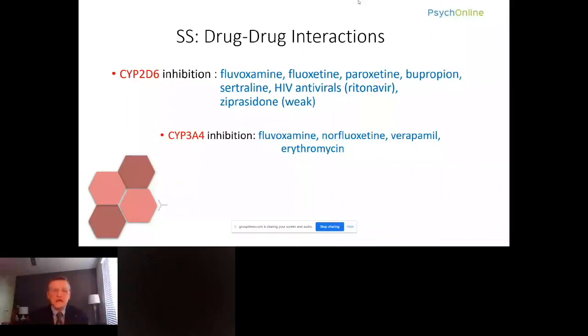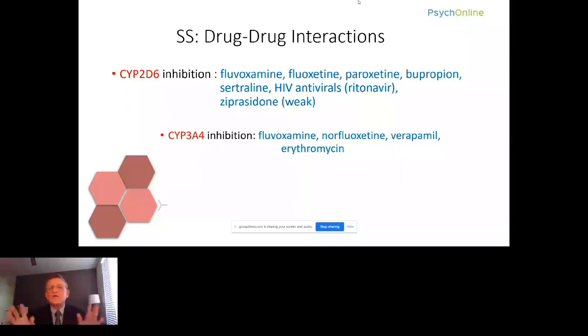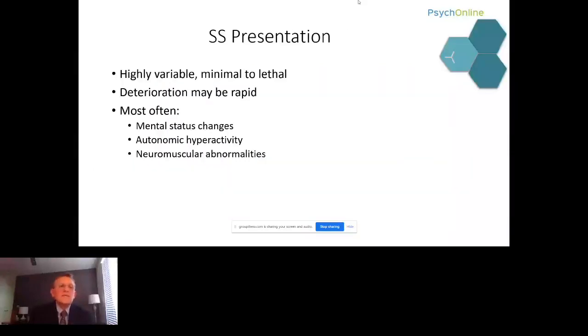And then it's not just dose, it's not just polypharmacy, there's also drug-drug interactions to worry about. Because of the 2D6 inhibition, as you can see here, fluvoxamine, fluoxetine, paroxetine, bupropion, sertraline, HIV antivirals, ziprasidone are all going to make it more likely to have a higher serum level of the serotonergic agents and provoke serotonin syndrome. Same with 3A4 inhibition, again, fluvoxamine, norfluoxetine, verapamil, or even erythromycin. What is the presentation of serotonin syndrome? Well, unfortunately, this is highly variable.